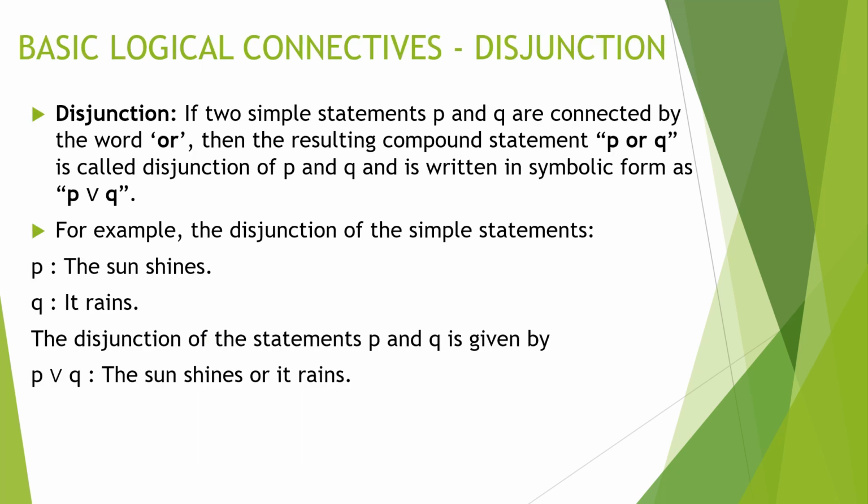The next logical connective is called disjunction. If two simple statements P and Q are connected by the word or, then the resulting compound statement P or Q is called the disjunction of P and Q, and it is written as P or Q. For example, statement P is the sun shines, statement Q is it rains. The disjunction of P and Q is the statement P or Q, which is: the sun shines or it rains.